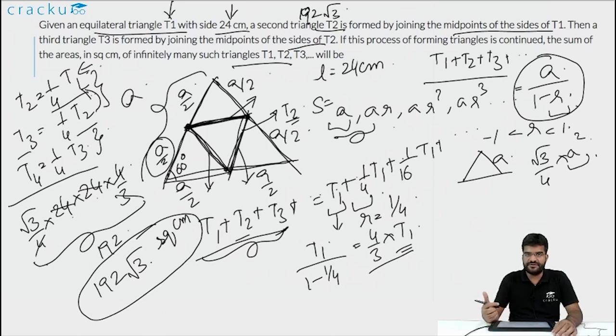The first thing that you should observe is that the area of each subsequent triangle is 1/4 the area of its predecessor. Once you understand that, finding the value of T1 plus 1/4 T1 plus 1/16 T1 and so on is very easy.